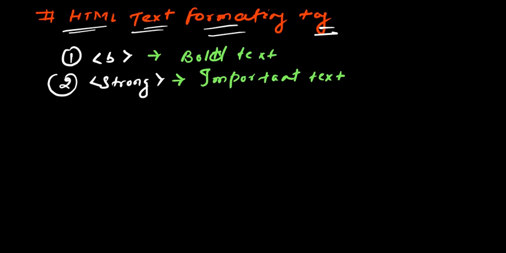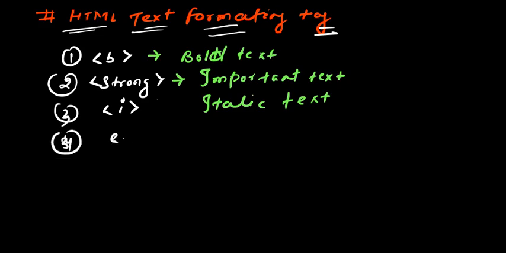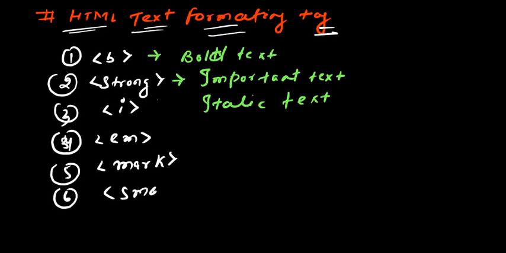Strong tag, and other than the strong tag I have another tag called the italic tag, italic text, right. And then third and fourth we have the emphasize tag, em tag. Fifth we have the mark tag. Six we have a small tag, right. Tak isska kaam kya hota hai, emphasize tag ka emphasize karna.